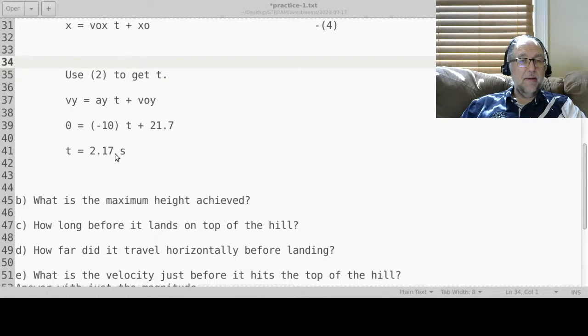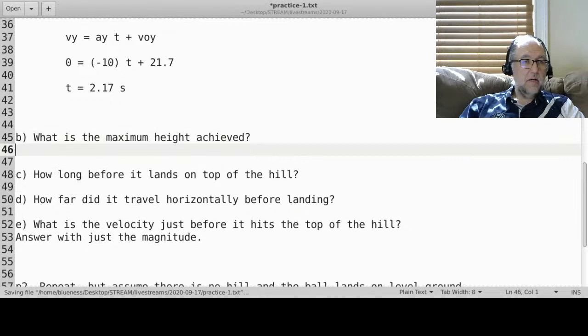Rearranging and solving it is really simple. I mean, you just bring the negative 10t to the other side. It's 10t equals 21.7. Divide both sides, and you get 2.71 seconds. Okay, so that answers part A. And looking in the chat here, no questions. Okay, there's the first one.